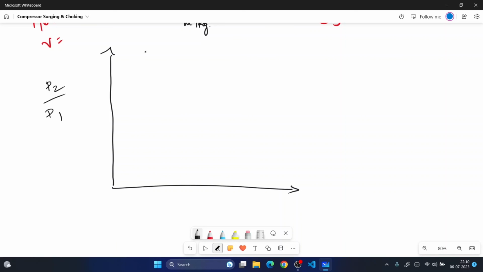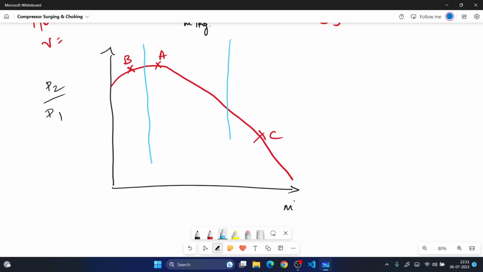So in conclusion, when we draw a graph of the compressor performance, this is the pressure ratio, and this is the mass flow rate. Say this is point B, this is point A, and this is point C. My best efficiency point will be between these regions, at an offset distance from point A.